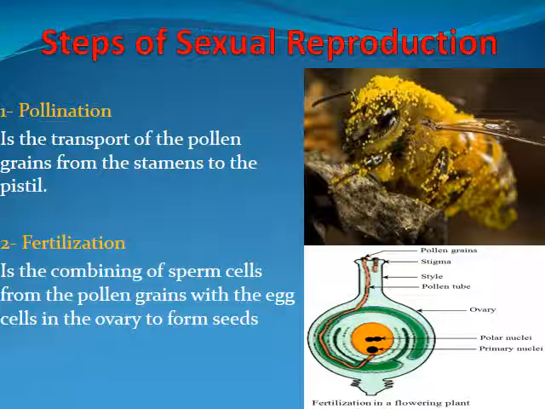Jamil, pollination is done by the aid of whom? By the aid of pollinators. Excellent. Sharif, can you define the term pollination? Pollination is the transport of pollen grains from the stamens to the pistil. Okay, excellent. This is the definition of pollination. While for the second step, as we see in this figure, we have these animals.